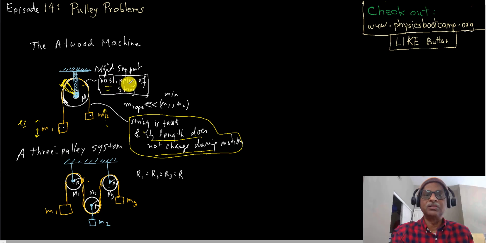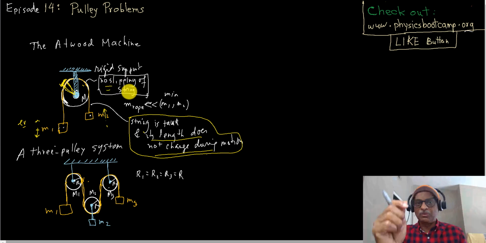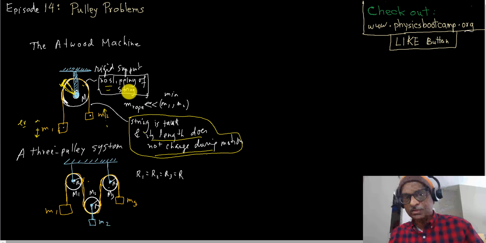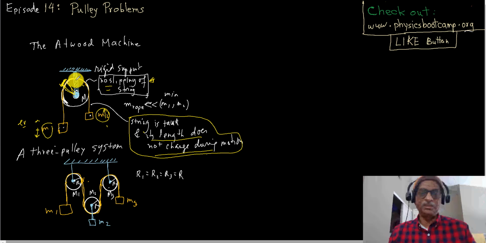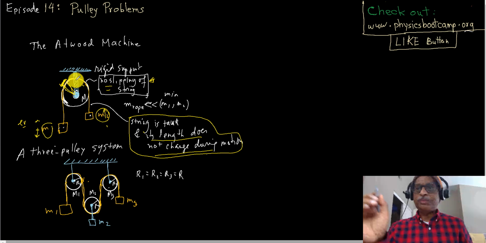Just because the string is not slipping. If the string was slipping and the wheel was rotating at the same time, then this relation does not exist. So this no-slipping condition connects the motion of M2 and M1 with the motion of the wheel itself. Okay, so let's work it out in detail.